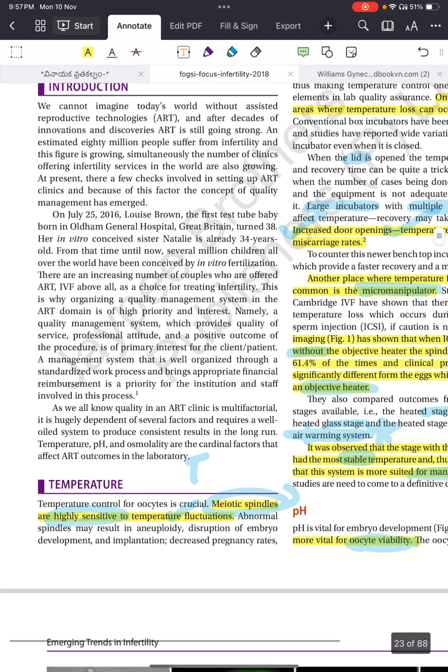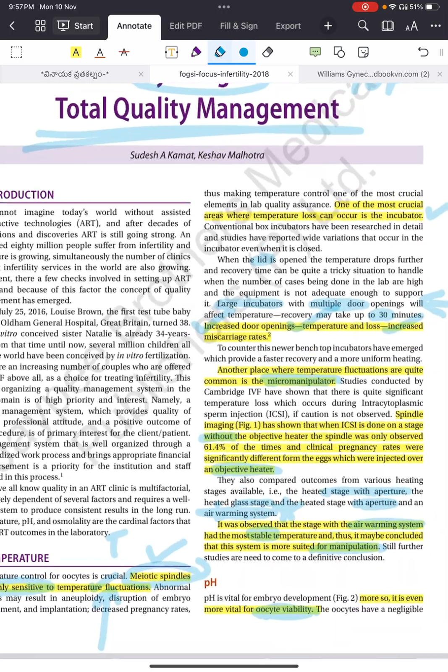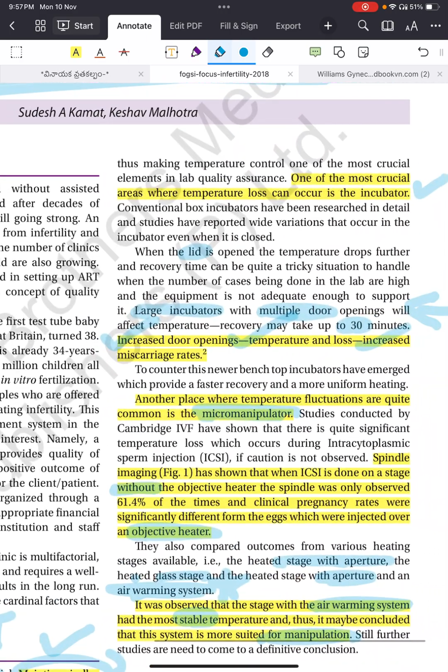So first, temperature. We all know temperature fluctuations are there, and the meiotic spindles are very sensitive to temperature fluctuations. If there is any temperature fluctuation, then it results in aneuploidy, disruption of the embryo, implantation difficulty, and decreased pregnancy rate. One of the most crucial areas for temperature loss is the incubator, where we keep embryos.